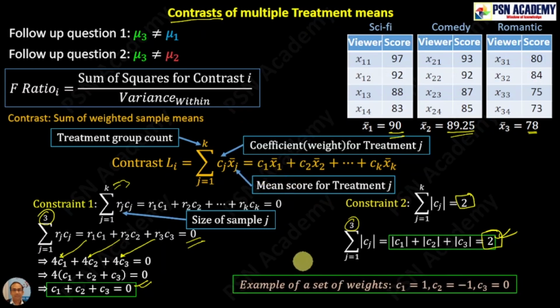So I can give you one example. C1 is 1, C2 is minus 1, and C3 is 0. Now if you add these three, then what will happen? 1 plus minus 1 plus 0 will give you 0. Now if you take the absolute values, 1 plus 1 plus 0 will give you 2.